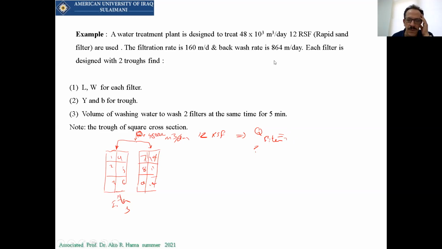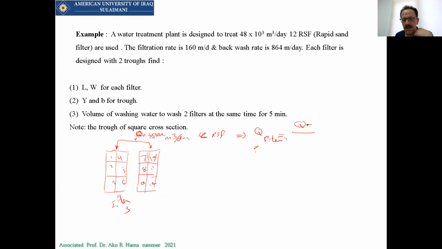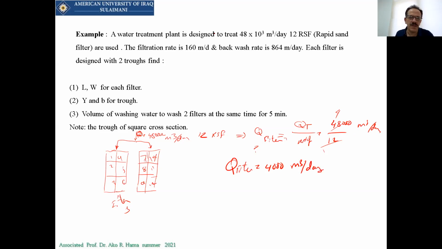Anyway, the Q per one filter will be equal to the total Q that we have divided by the number of filters. So we have the Q, which is 48,000 meter cube per day, divided by 12. This is going to give you per day, so it will give you 4. So the Q per one filter is equal to 4,000 meter cube per day. This is first, without anything.